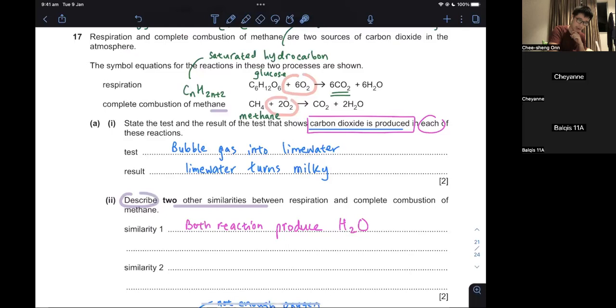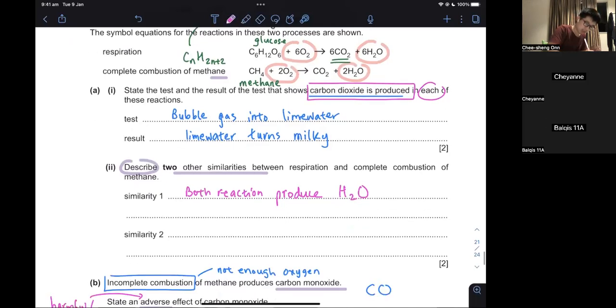So these are called combustion. Combustion means you are burning them in oxygen. So the similarity is not just on the product side, but it's also on the reactant side, where both of them burn in oxygen. So both require oxygen in order to burn. Both require O2 or oxygen to combust. Happy with the idea?